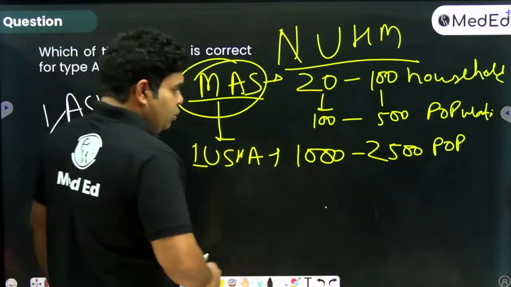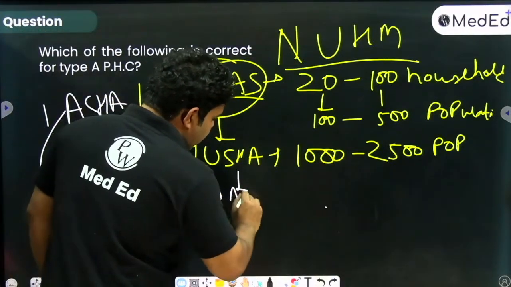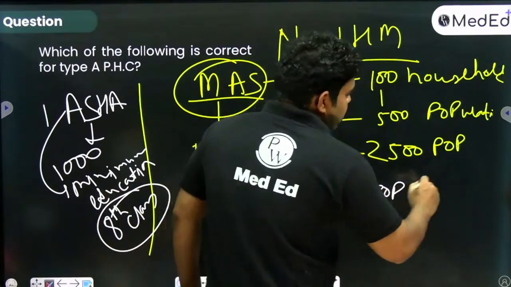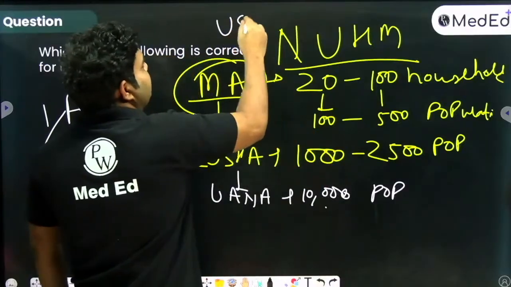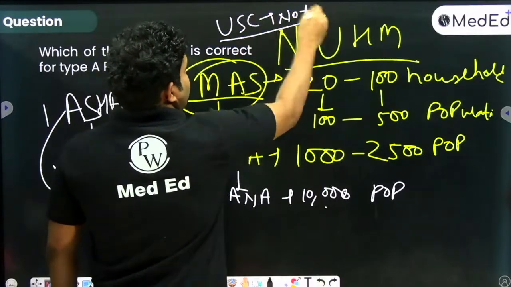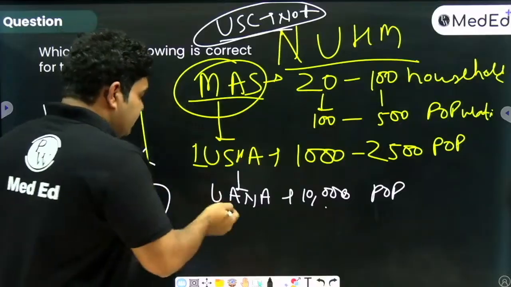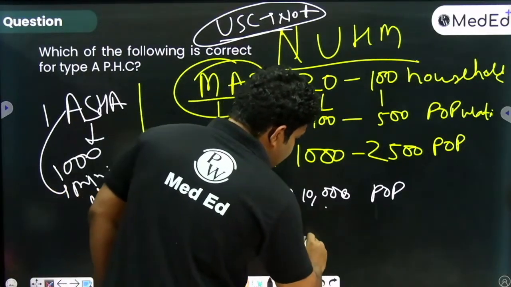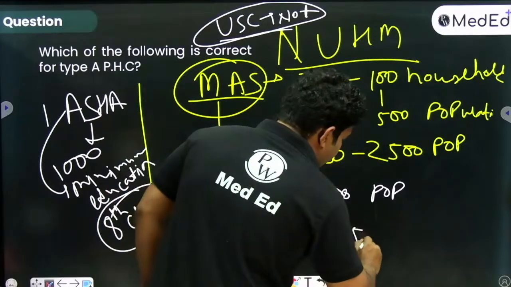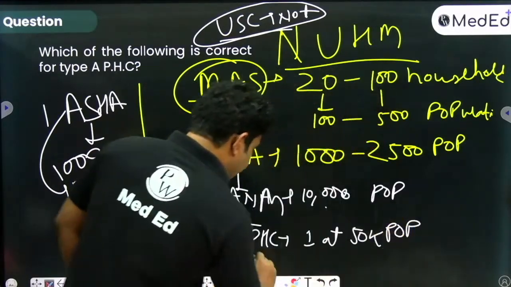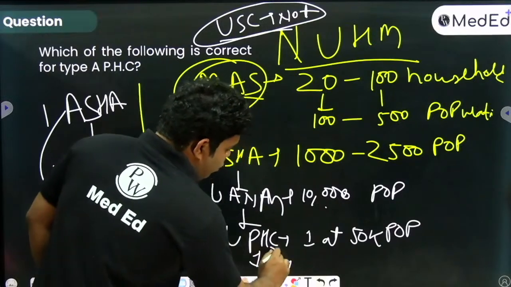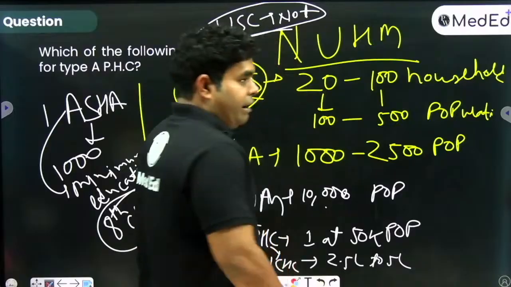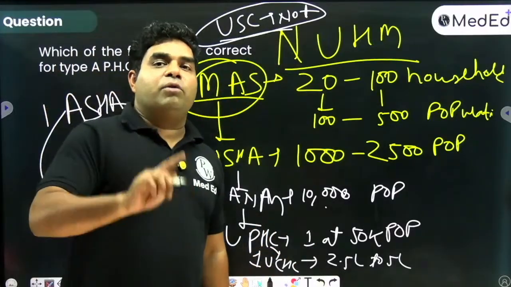So Usha is 1000 to 2500. Usha reports to the urban ANM, which is at 10,000 population. So do remember, in urban areas, an urban subcenter is not present. There is nothing like an urban subcenter. Then they have asked this question: what is the population norm for urban PHC? Urban PHC is 1 at 50,000 population, and urban CHC, which gets reporting from PHC, is at 2.5 lakh to 5 lakh population. Roughly 5 PHCs come under 1 CHC.